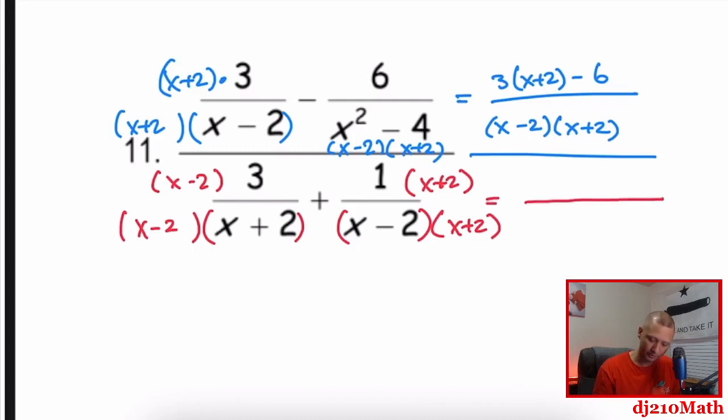The denominator is going to be x minus 2, x plus 2. The numerator, 3 times x minus 2, plus x plus 2. Okay, that's kind of cool, actually.